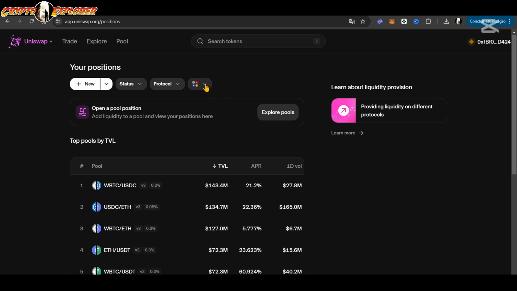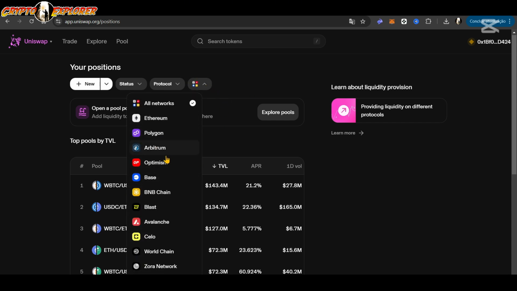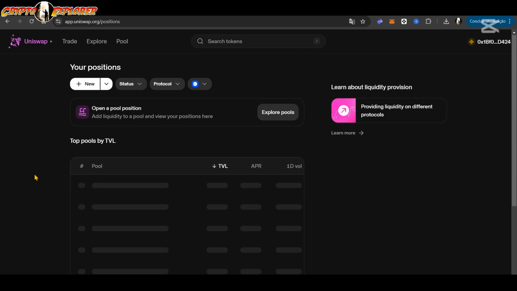So right now we're looking at specific cryptocurrencies. We could filter by networks. Let's filter with Base.